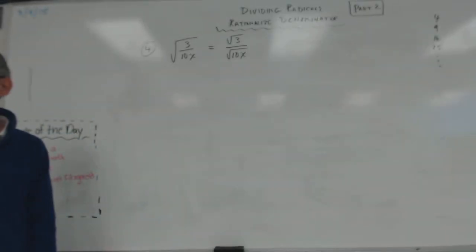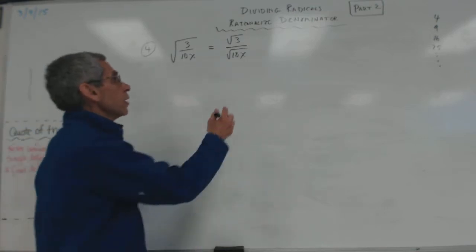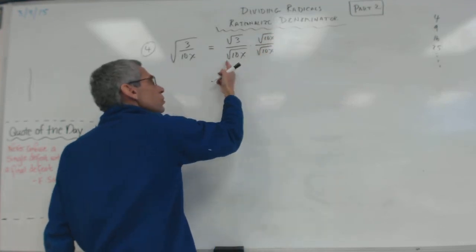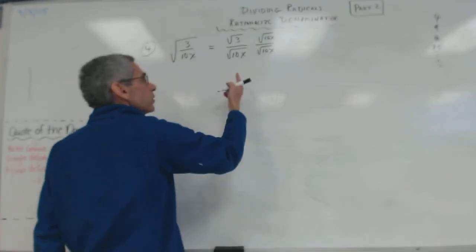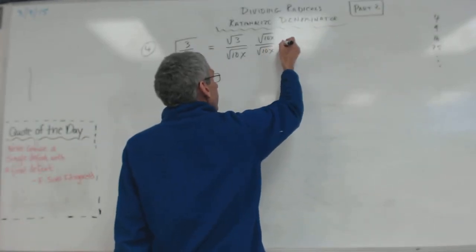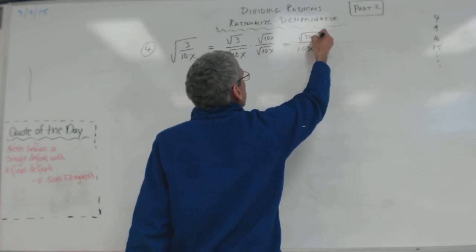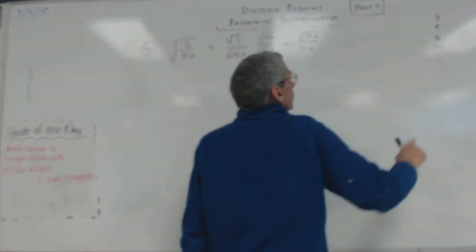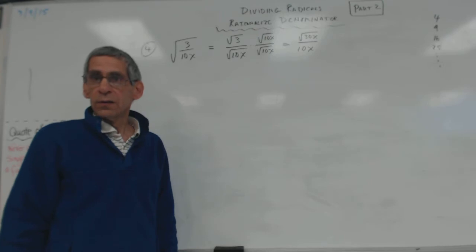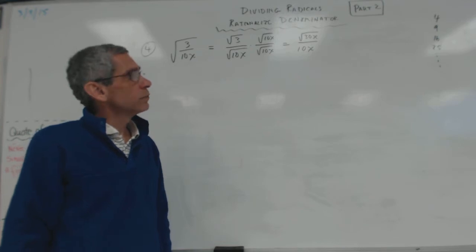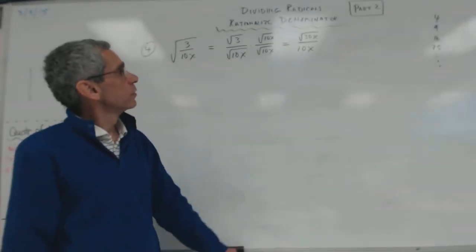Now, what would I do? Yes, Gideon. You multiply the numerator and the denominator by the square root of 10x over the square root of 10x, because the rule says I can't leave an answer with a radical in the denominator. So underneath, I get 10x. Upstairs, I get the square root of 30x. Now I ask myself, does any perfect square go into 30? No. 5 times 6, 2 times 15. Nope. So that's my answer, the square root of 30x.